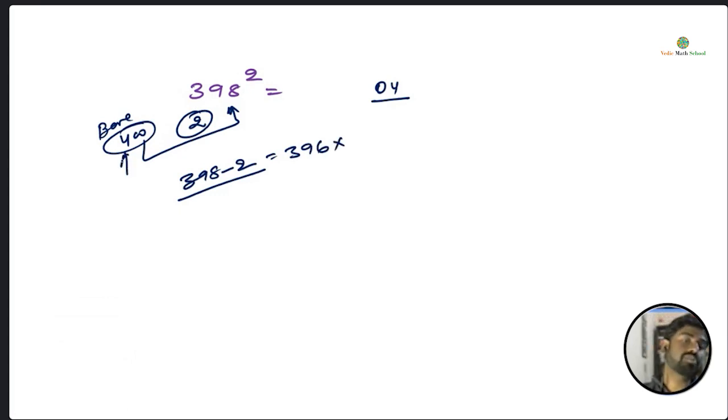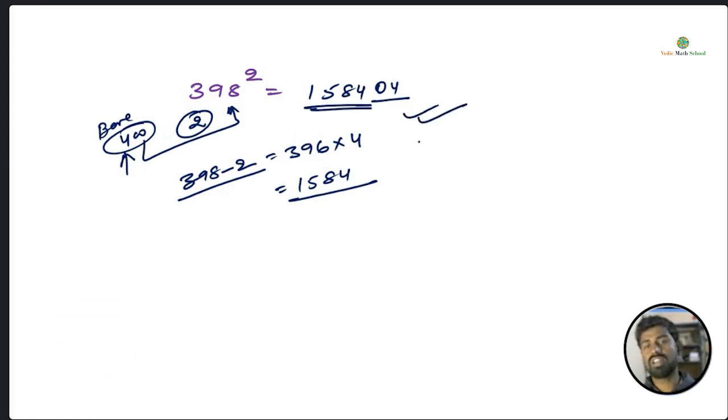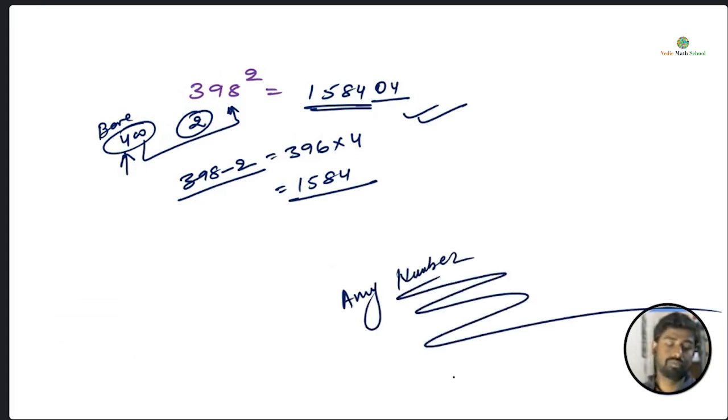Now this number is going to be multiplied with 4, not 3. Yes. So because this number is multiplied by 4, we know 400 into 396. So 400 into 4 is 1600. So 1600 minus 16 gives 1584. This is the number which we have to write down. 158404 is the answer. Okay. In that way, you can find the square of any number. Now, the only thing you have to do is practice. If you do the practice, it will become easy.